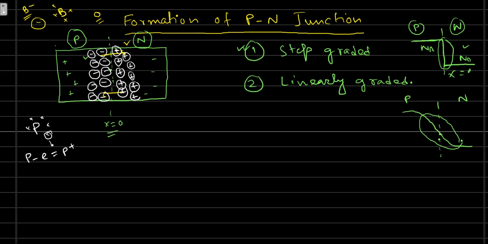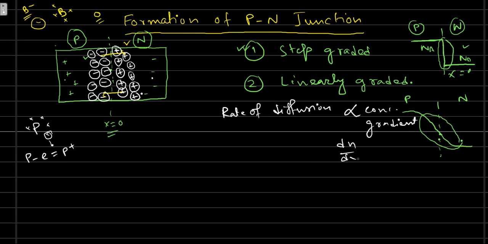Okay, this one. Now the question is why the ions are present near the junction region. That means why initially the ions are deposited near the junction, why not at this position or at this position. The reason is, we know the diffusion force, or the rate of diffusion, is directly proportional to the concentration gradient, and concentration gradient is nothing but del n by del x.